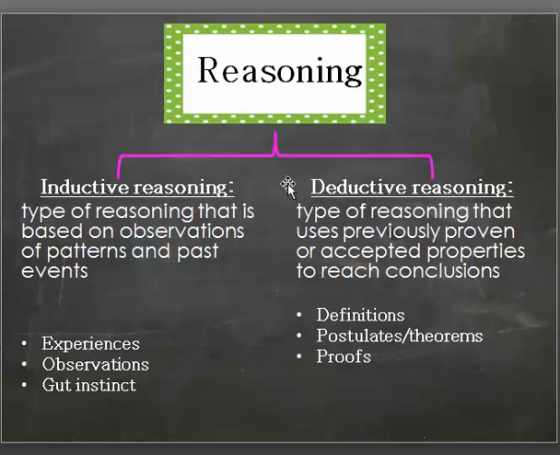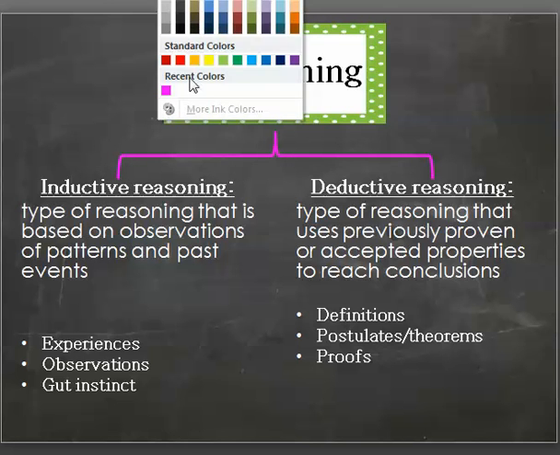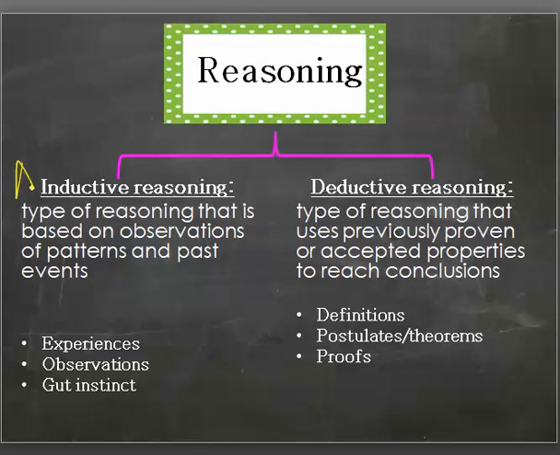We have two types of reasoning here: inductive reasoning and deductive reasoning. Inductive reasoning is a type of reasoning that is based on observations of patterns and past events. So experiences, something that you've experienced, something that you've seen, or a gut instinct. That is inductive.